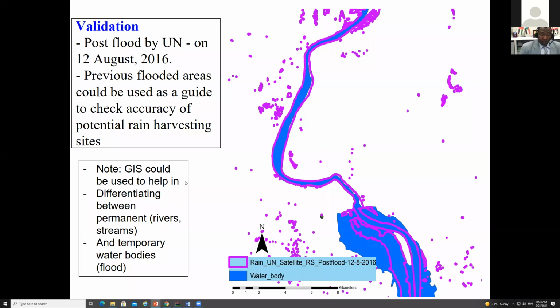Some of this satellite rainfall data coincide with our site, and some do not coincide. We will still verify and refine our results.